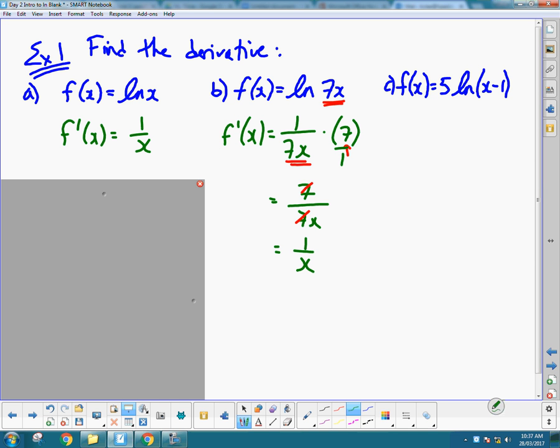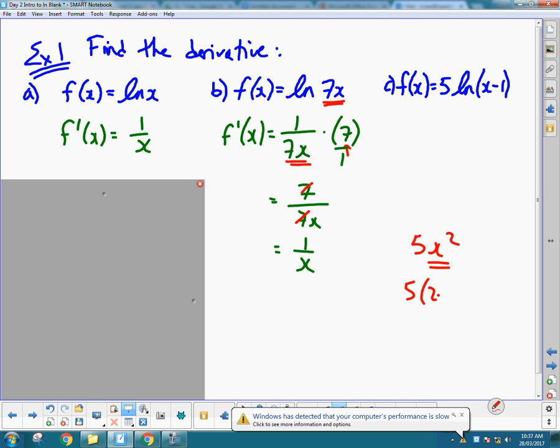Okay, let's look at C. Again, don't forget the rules that applied before. If I had a question before that would have been 5x squared, I differentiate the x squared part, and I actually do this. I differentiate x squared and I get 2x, and then the 5 and the 2 get multiplied together, and that's why I get 10x. But really I differentiate this, and the 5's just hanging around.